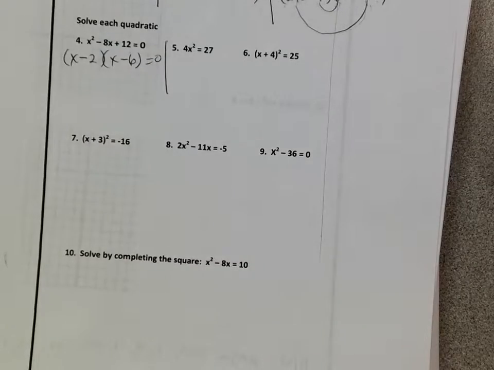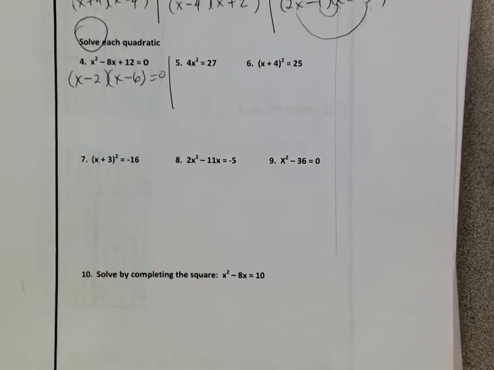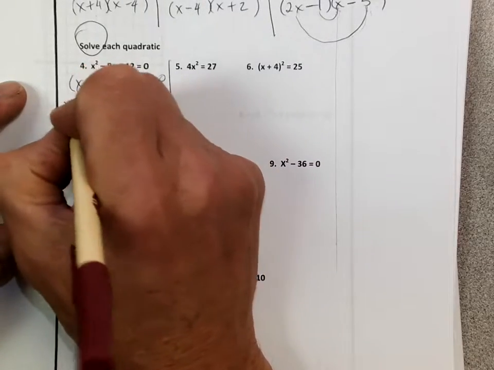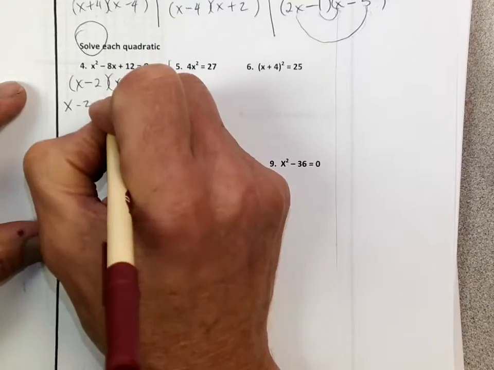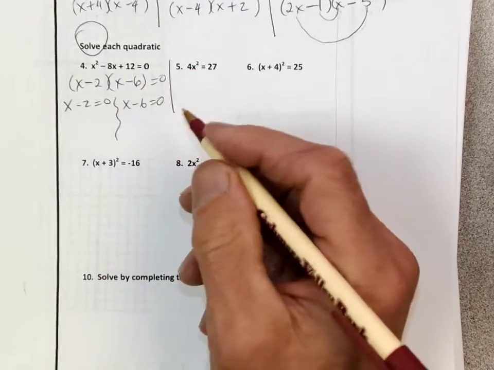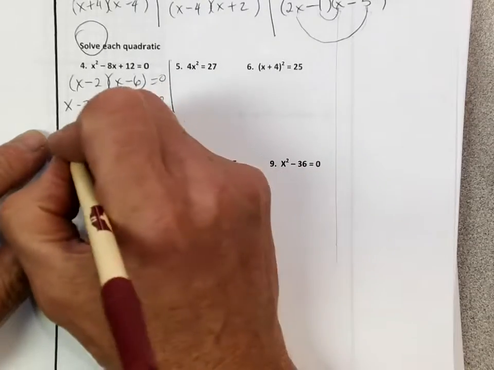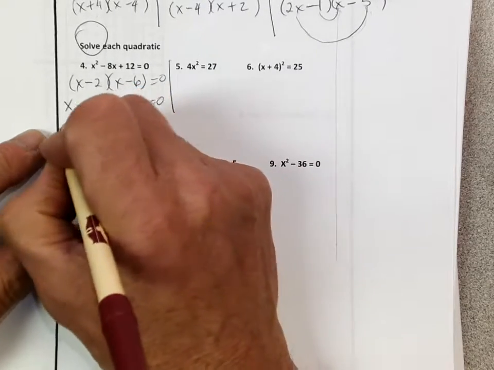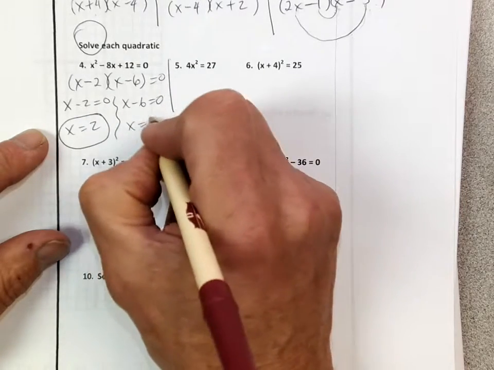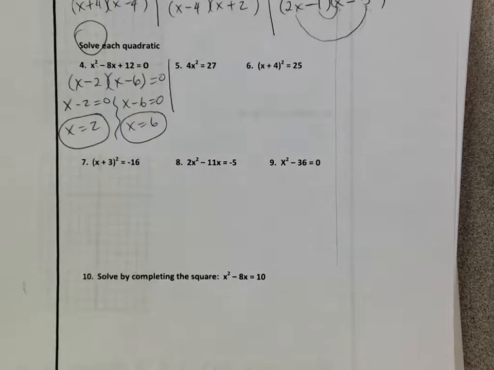But we're not done, because it says solve, right? So I need to solve. I'm going to make two little mini equations. I'm going to have x minus 2 equals 0 and x minus 6 equals 0, okay? So let's solve. Plus 2, plus 2. One answer is x equals 2. Plus 6, the other answer is x equals 6. Both of these answers, when plugged in, will make the value 0.